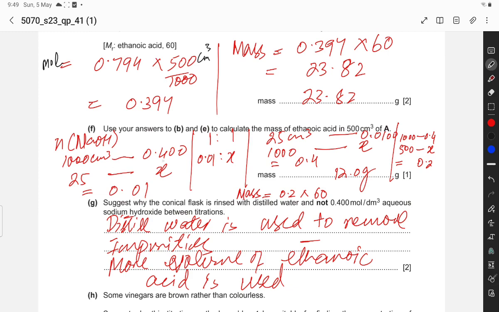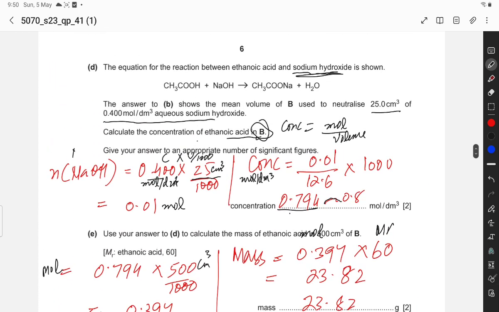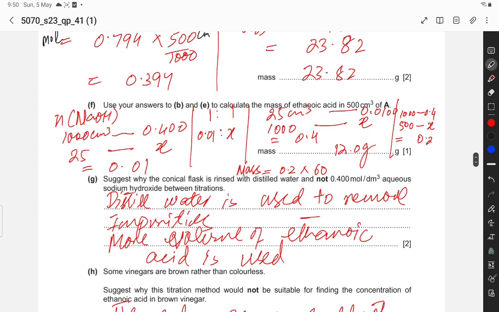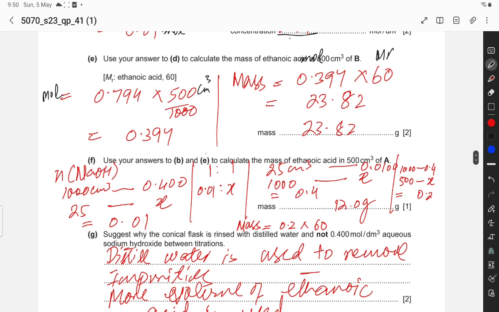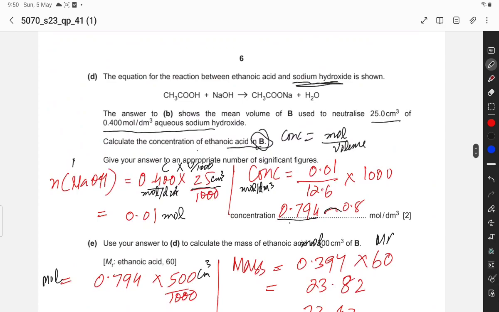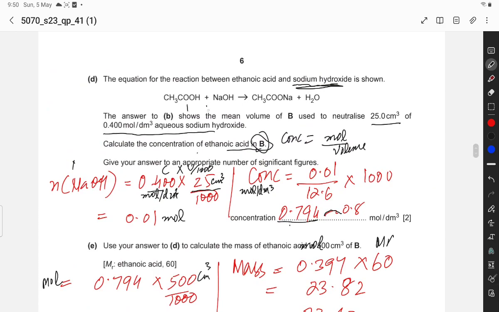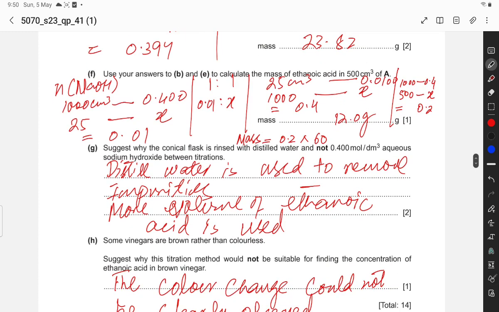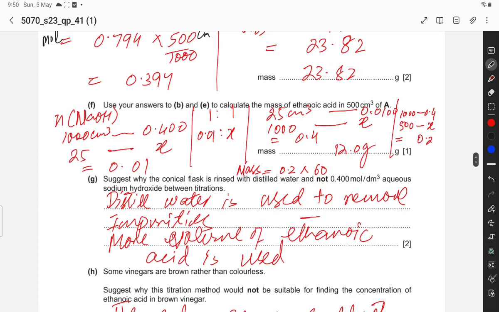Now the moles of sodium hydroxide. We know that 1000 cm³ contains 0.400 mole, this is mol per dm³. So what would be the moles in 25 cm³? So this is 0.01. By using the mole ratio, sodium hydroxide to ethanoic acid is a 1 to 1 ratio. Look here, 1 is to 1 ratio. And what would be the moles of ethanoic acid? It is 0.01. This is ethanoic acid and this is sodium hydroxide.